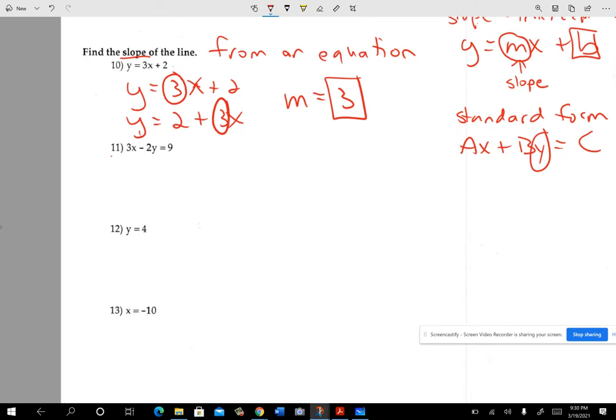Okay, so on problem number 11, I'm going to say, wait a minute, m is not 3. It's not just the number in front of x because the equation is not in slope-intercept form. So you have to rearrange things and get y by itself. So you'll start by subtracting the 3x from both sides to get rid of that. Don't lose that negative right there. A lot of mistakes come from dropping that negative. So this is negative 3x plus 9.